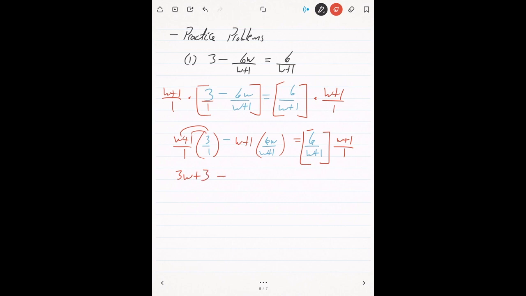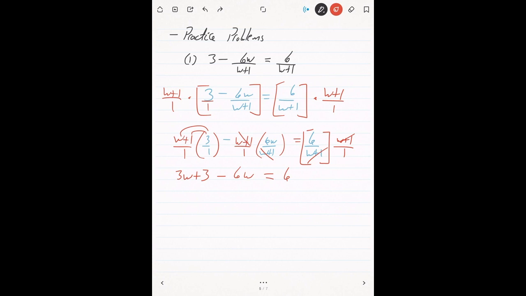Then, for w plus 1 times 6w over w plus 1, the w plus 1s are just going to cancel out, because there's one on top and one on the bottom. That just divides to be a 1. So we're left with a minus 6w, and the w plus 1 again is going to cancel out with the w plus 1 to leave us with 6. Hopefully you're recognizing that when I'm multiplying, I have one thing on the top and one thing on the bottom. They just cancel out, because if you have the same thing on the top and the bottom, that's just a 1. So that's why they're canceling out.